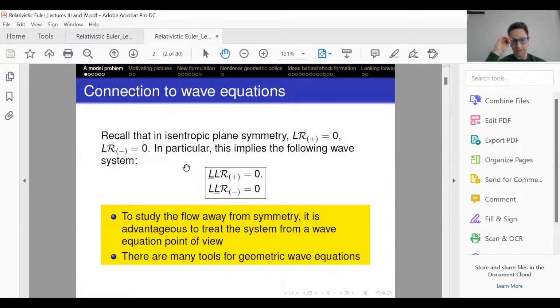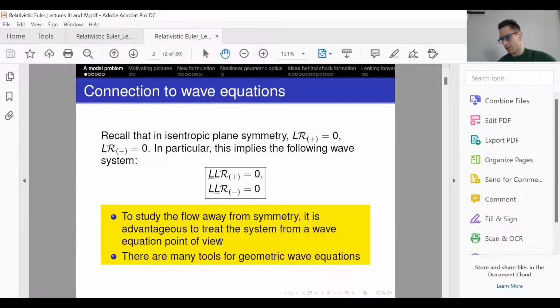So in simple isentropic plane symmetry, as a consequence of the relativistic Euler, you can write down these wave equations. Okay, and you don't need to do this in symmetry, but to get away from symmetry, it is very advantageous to take a wave point of view. Very, very advantageous. And the reason is we have a lot of wave techniques. We have a lot of methods to understand solutions to geometric wave equations. And it's just so much easier to apply those techniques if you're already in a wave setup.